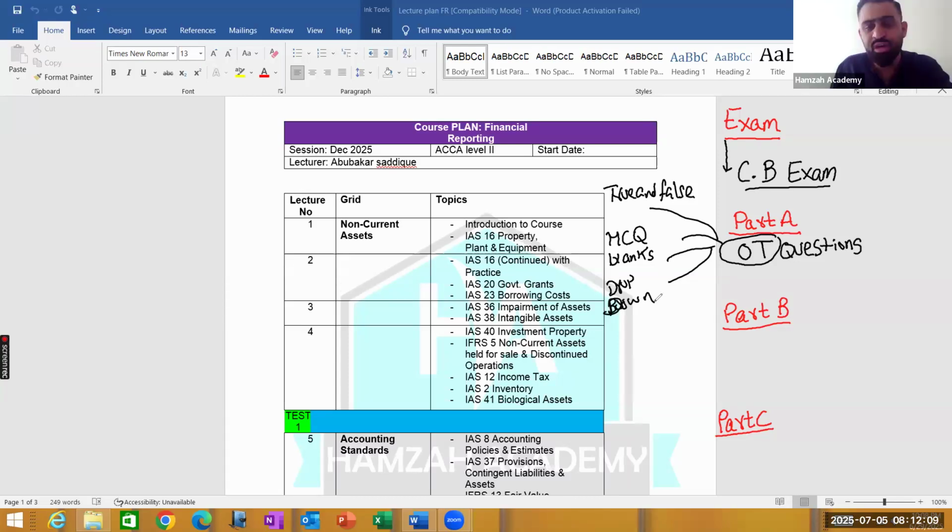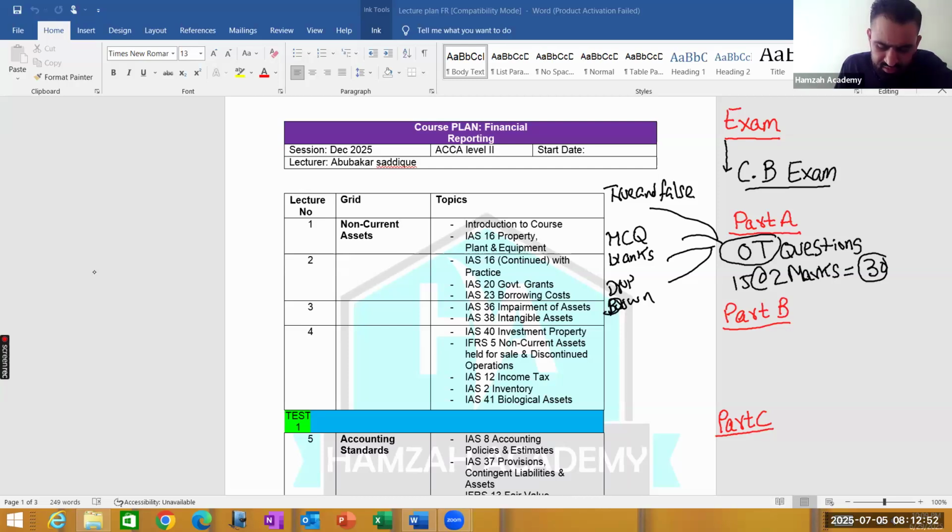Just like you have experience in the foundation level or knowledge level ACCA exam pattern, you will have the same exam pattern in Part A, OT questions, objective test questions. There will be 15 objective test questions, and each question will consist of 2 marks, and there will be a total of 30 marks in this area of the exam, Part A.